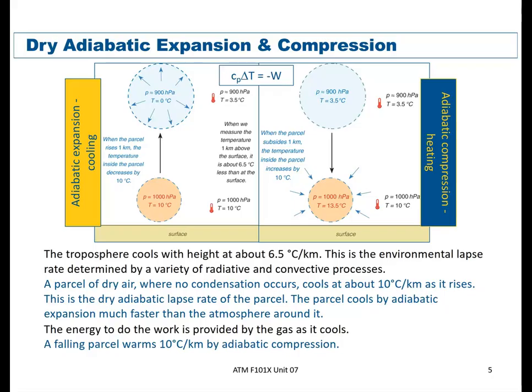Similarly, a falling parcel of air will warm by 10 degrees Celsius for every kilometer it falls. So a parcel starting at the environmental temperature of 3.5 degrees Celsius at an altitude of 1 kilometer will increase in temperature to 13.5 degrees Celsius at the surface due to adiabatic compression. The environment has warmed from 3.5 degrees Celsius to 10 degrees Celsius. The parcel is now warmer than the environment at the surface.